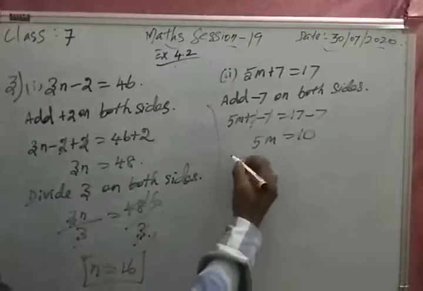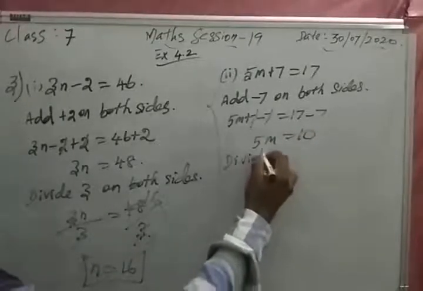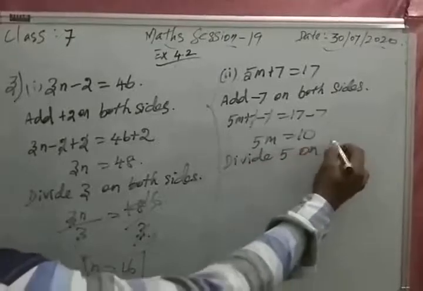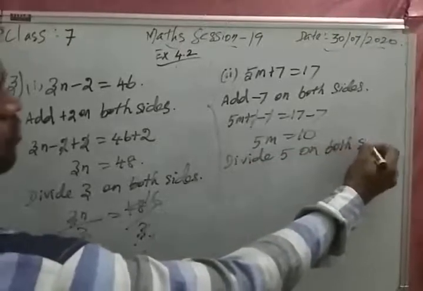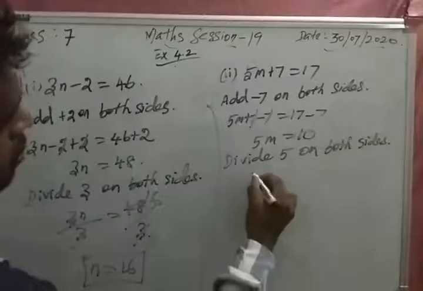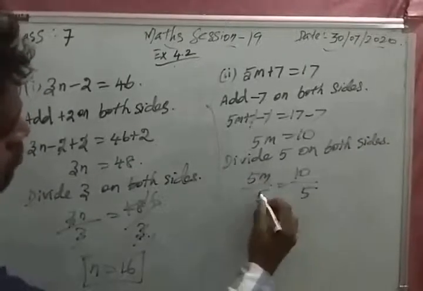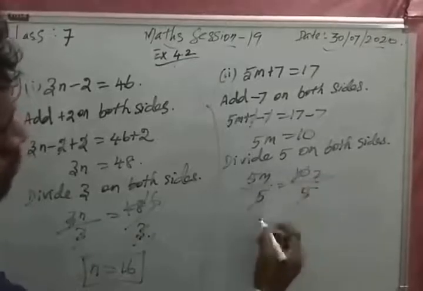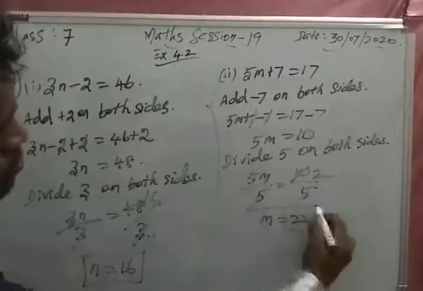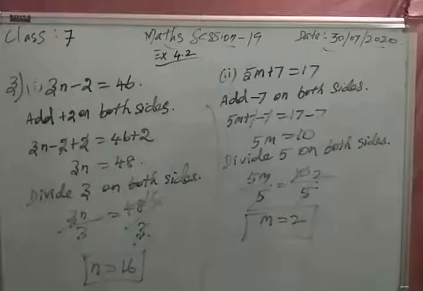Then what will we do next? Divide 5 on both sides. So 5m divided by 5, 10 divided by 5, m is equal to 2. Understood? This is a quite easy question only.